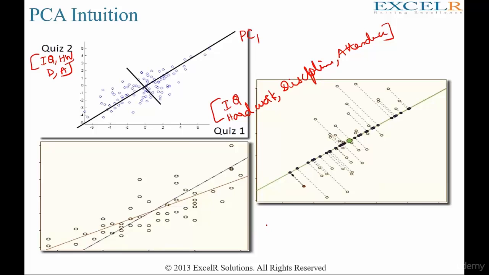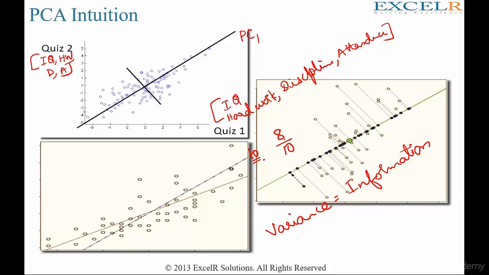And here variance is synonymous to information capture. For example, if all of the students have scored 8 out of 10, all the 10 students have scored 8 out of 10, then there is absolutely no variance. And what information would be captured? Absolutely no information, because all students are the same.